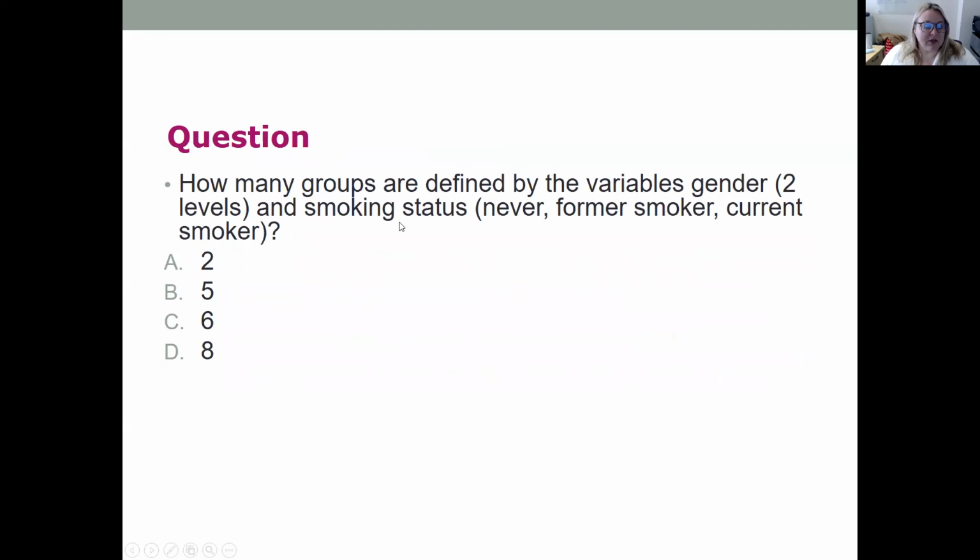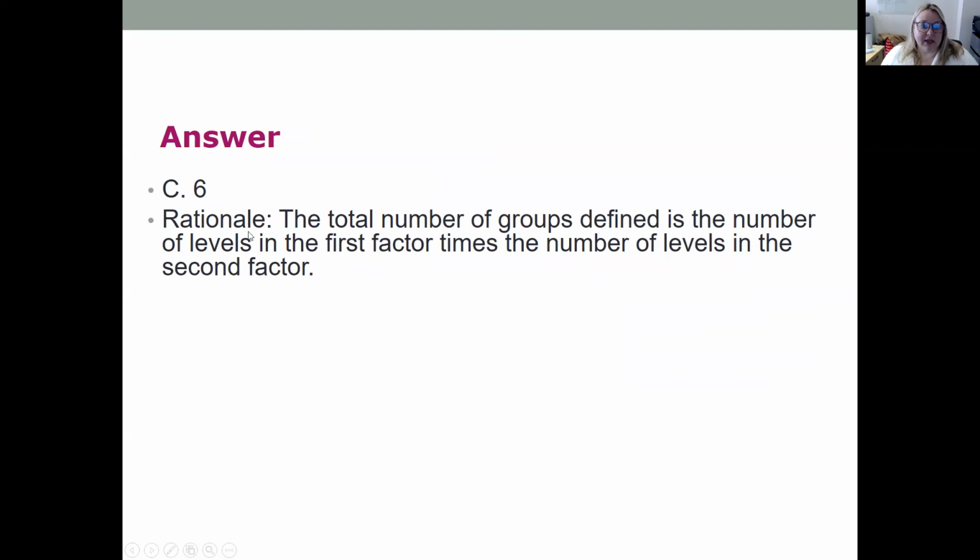So to think about it, how many groups are defined by the variable gender, 2 levels, and smoking status, never, former, and current smoker? So how many total groups would we have in this example? The answer is 6. So the total number of groups is 6 because we take the number of levels in the first factor times the number of levels in the second factor, and that gives us 6.